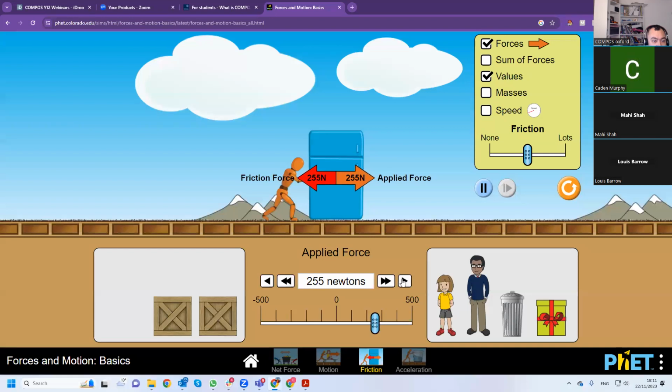250, 250. How do you calculate how high the force has to be for the box to start moving? That's a good question. I will show you.